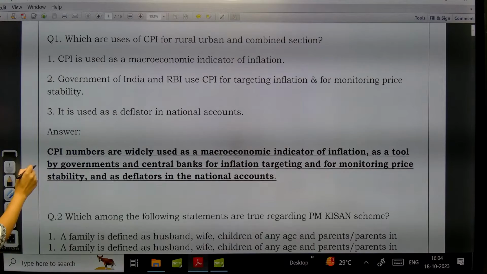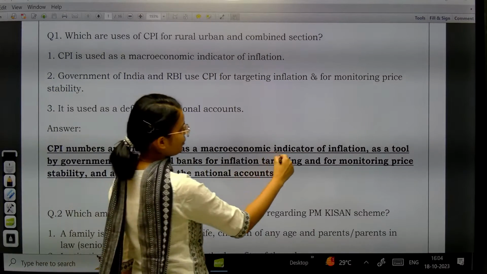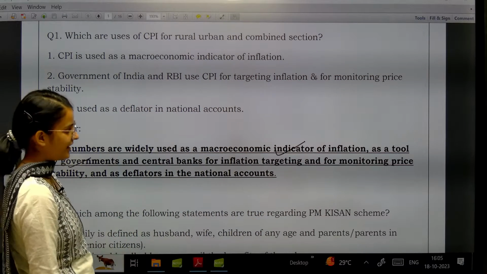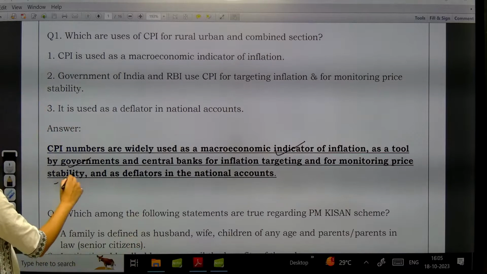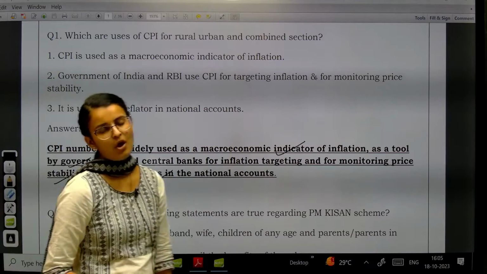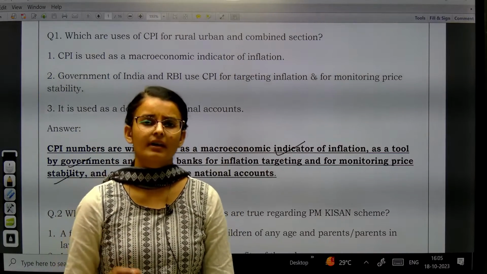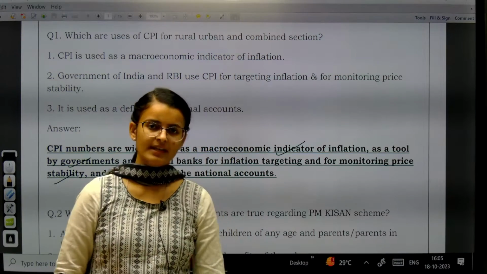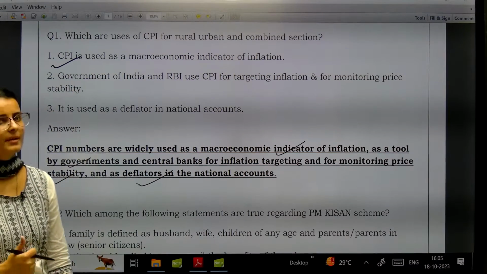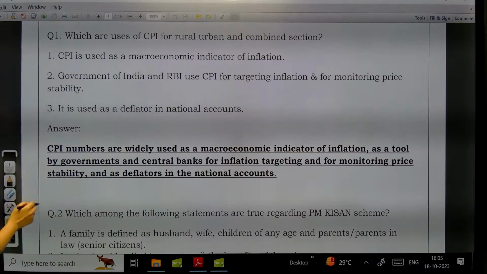So CPI is widely used as a macroeconomic indicator of inflation, also as a tool by government and central bank for inflation targeting and for monitoring price stability, and as deflators in the national income, also for calculating the price indexation for allowing dearness allowance to the employees. The CPI only is used as an indicator. That's why it is the most suitable economic indicator that tells about the economy of a particular country.